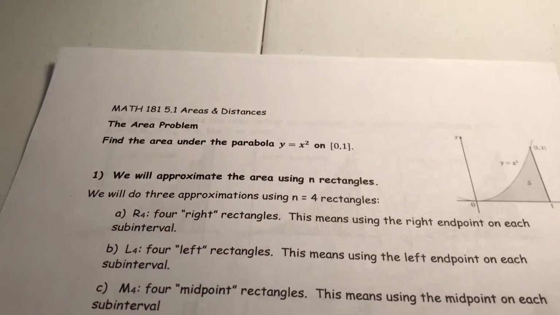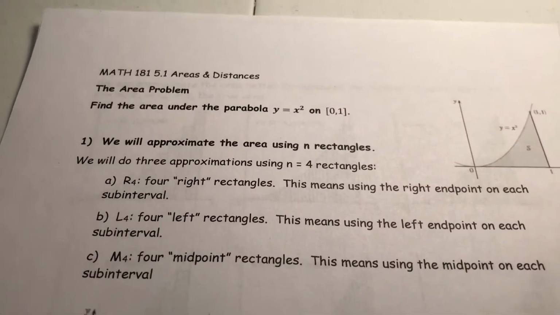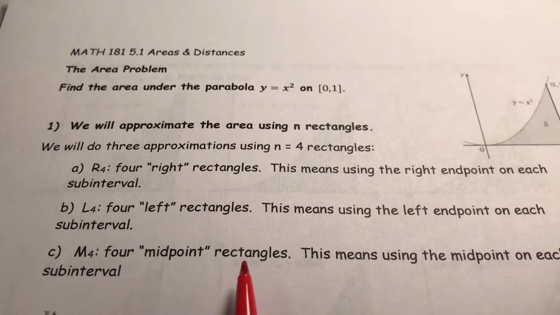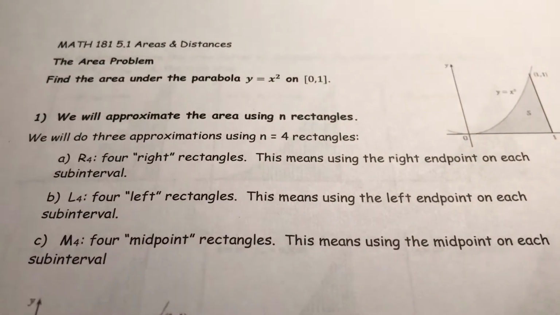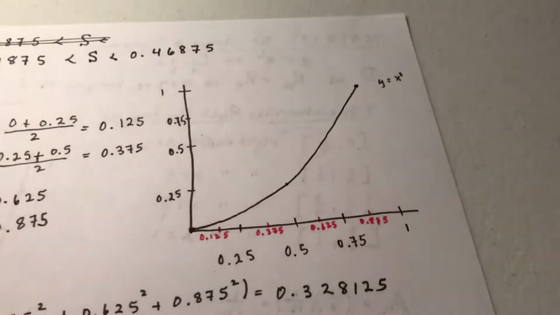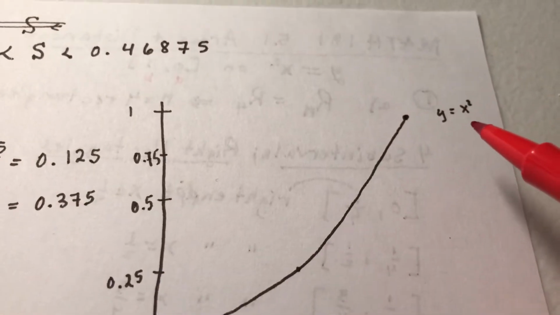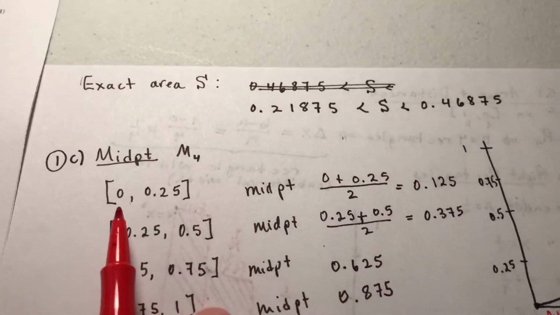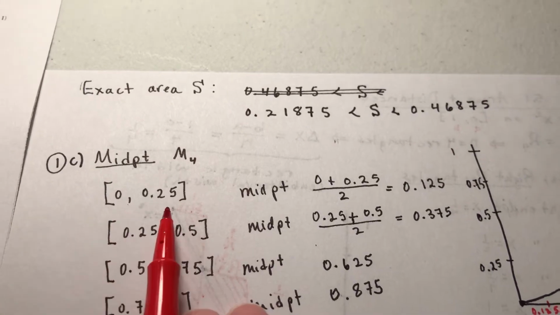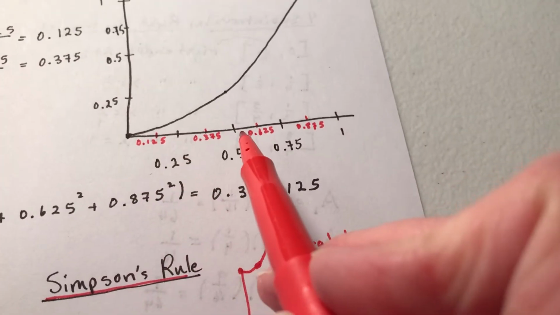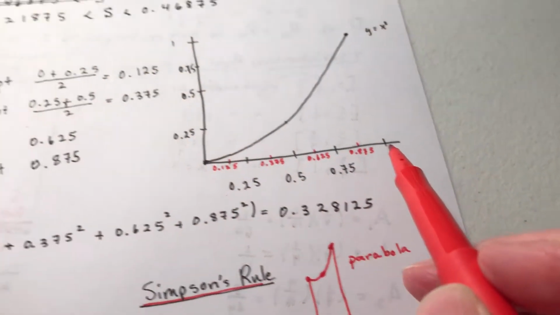Welcome back, students. This is section 5.1, and I'm looking at M4, 4 midpoint rectangles. This means using the midpoint on each subinterval. Same function, y equals x squared here. And now we still have the same subintervals, 0 to 0.25, 0.25 to 0.5, 0.5 to 0.75, 0.75 to 1. So those are all of these 4 subintervals with n equals 4.